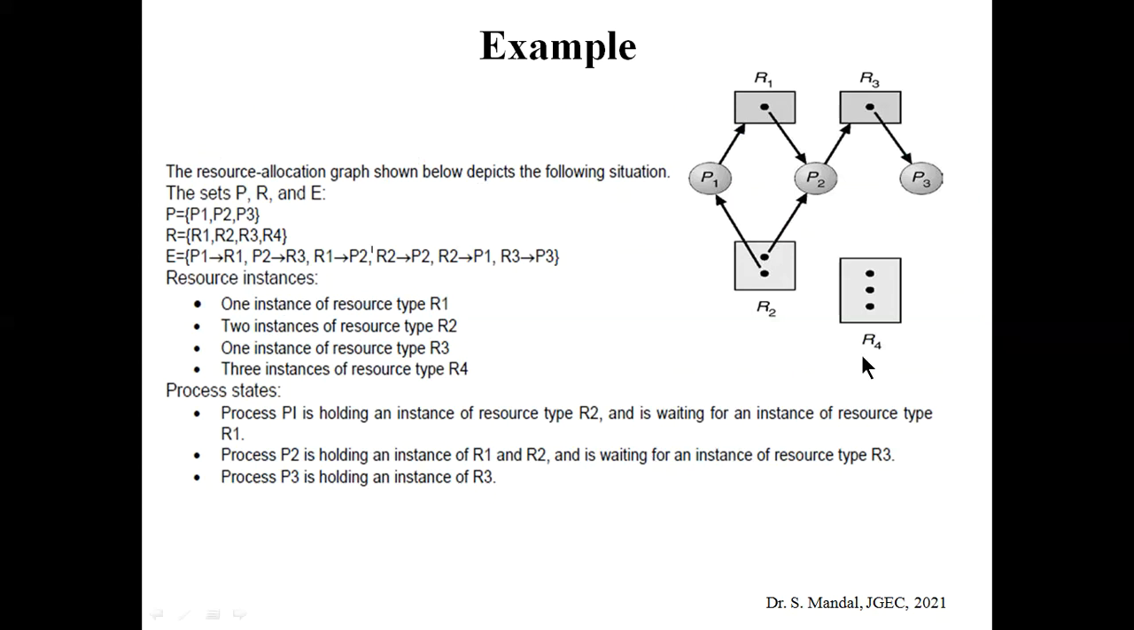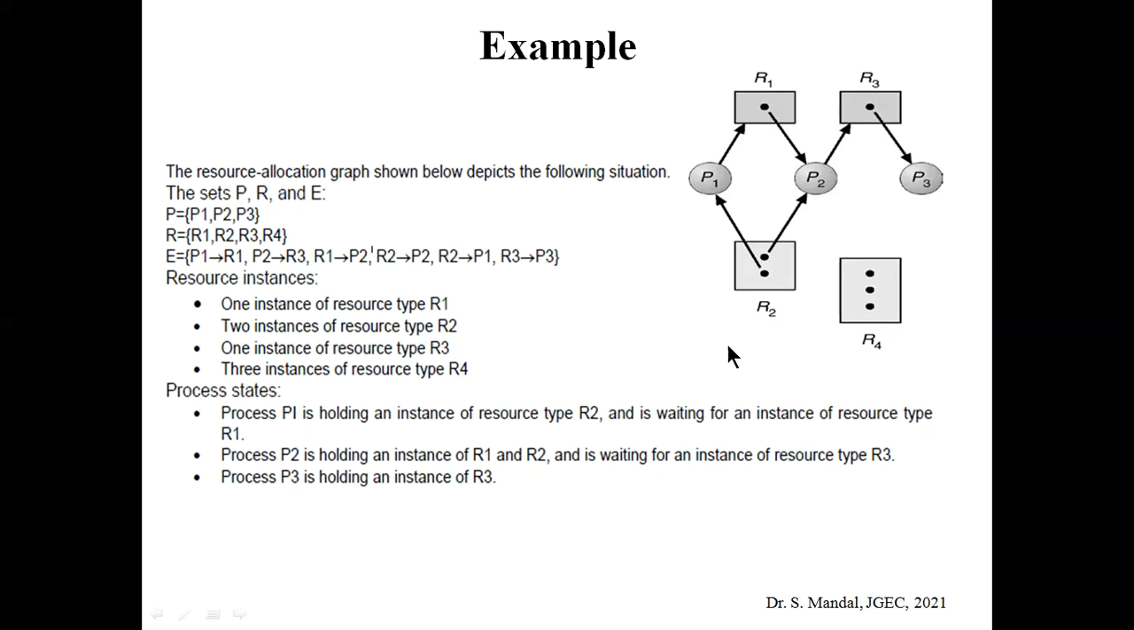So instance is denoted by a dot. So here is the example. Suppose this denotes the respective resource allocation graph. There are three types of process: P1, P2, and P3, and there are four types of resources: R1, R2, R3, and R4. You can see that R1 and R3 have a single instance, whereas R2 has two instances. That means it can be allocated to two processes at the same time. And R4 has three instances, that means it can be allocated to three processes at the same time.